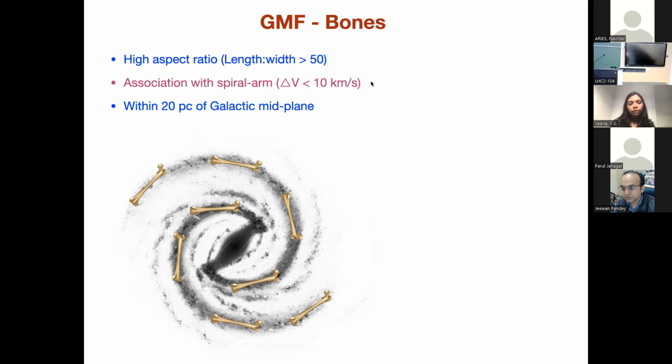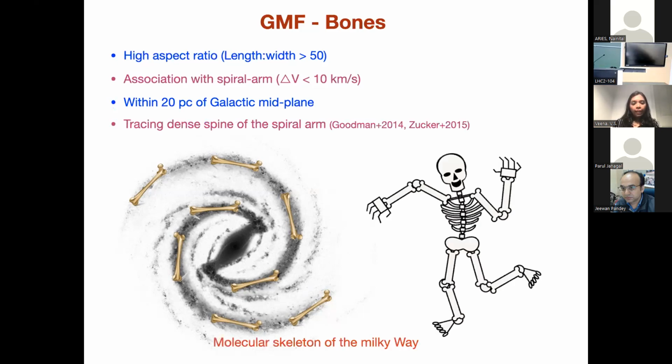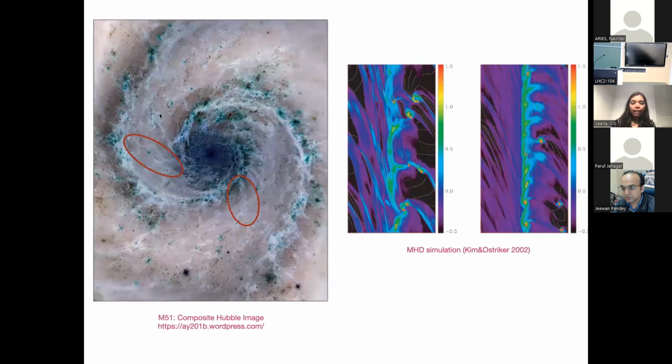And another thing they observed is that these giant molecular filaments lie within 20 parsec of the galactic midplane. So they are more or less aligned very close to the midplane. So studies suggested that these bones may be tracing the spine of our galaxy, and by studying the bones, we could actually map the molecular skeleton of the Milky Way. Then there is another class of filaments identified mainly in the external galaxies.